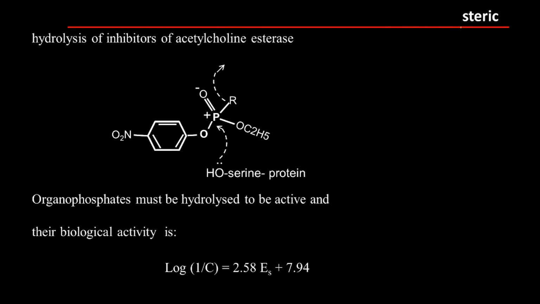If you look at acetylcholine esterase, there are inhibitors for acetylcholine esterase. So hydrolysis of this acetylcholine takes place here. Okay, it attacks here. Organophosphates must be hydrolyzed to be active, and their biological activity depends upon the size of this group, the size of the leaving group here. So the activity is directly proportional to the size of the leaving group, or it's also called a Taft parameter.